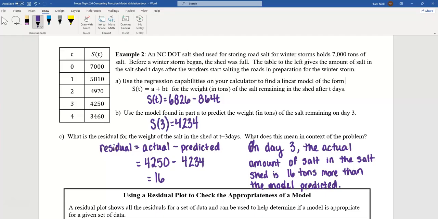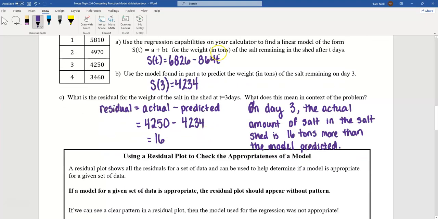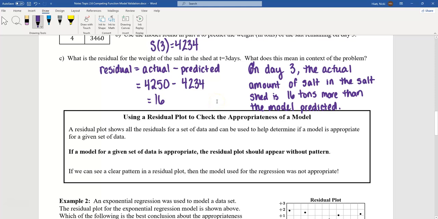Now, we could do this for every single one of these, right? We could do it for 0 and 1 and 2 and 3 and 4. And we could see how far off each one of these are. And we could use that information to help us decide how good of a fit we have here. So, one of the things that we can do here is we can make what is called a residual plot. Okay? So, when you make a residual plot, it shows all the residuals for a set of data, and can be used to determine if your model is appropriate.